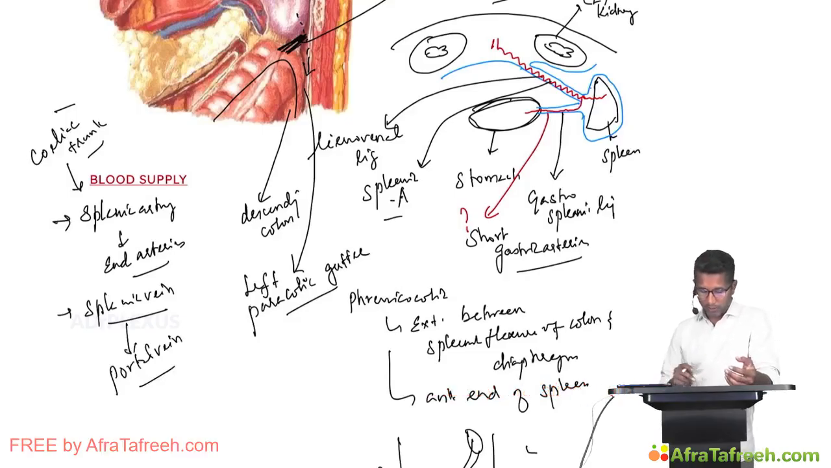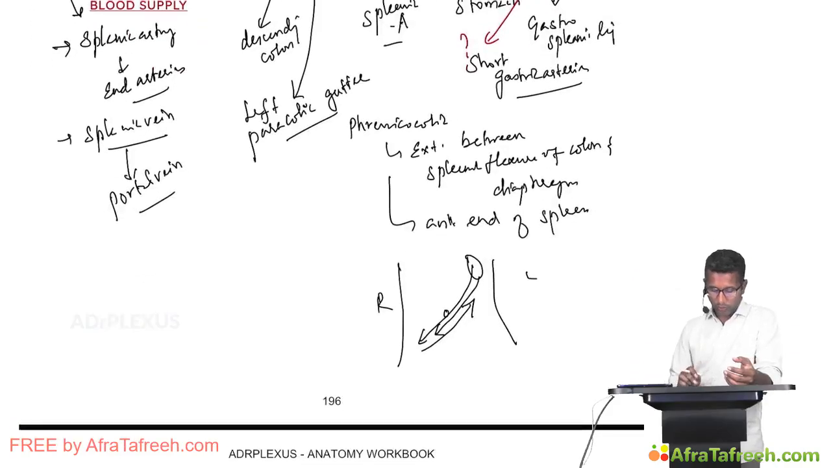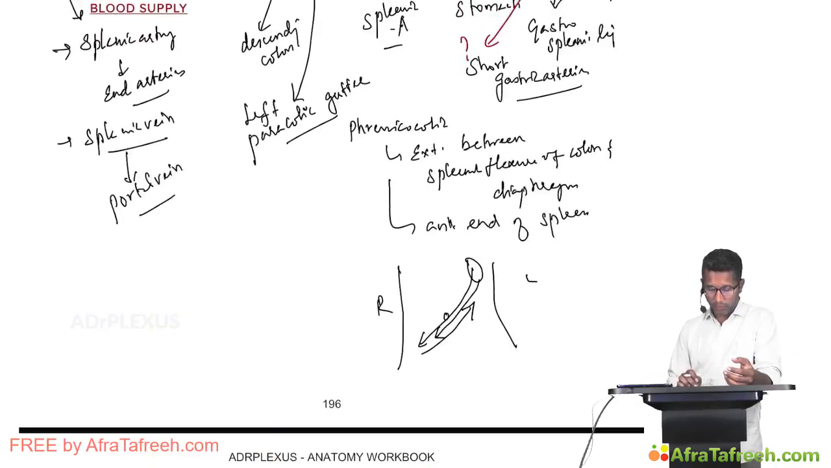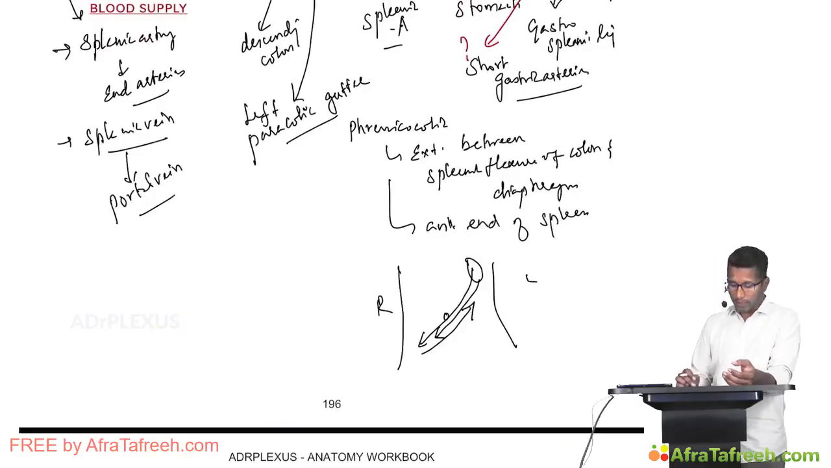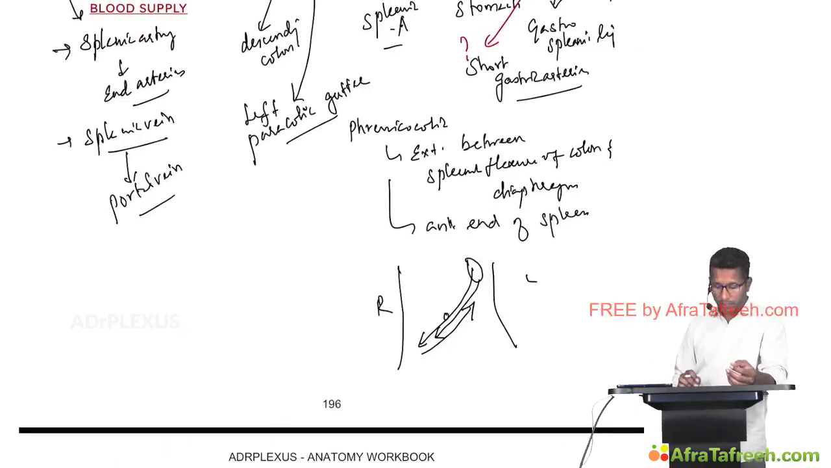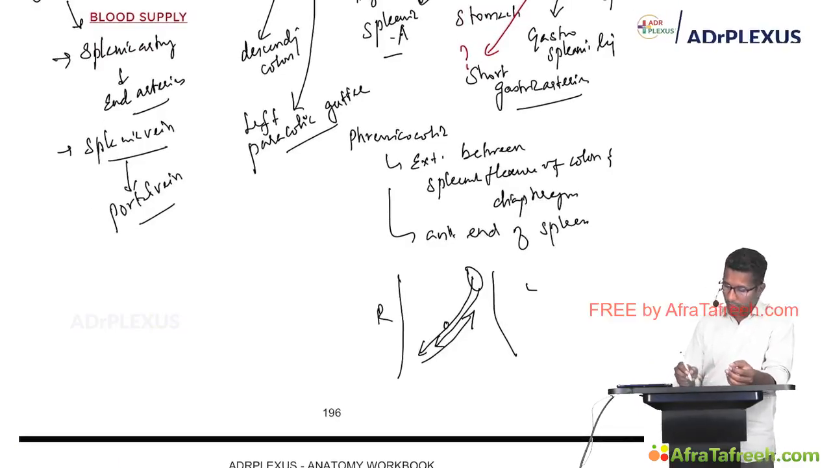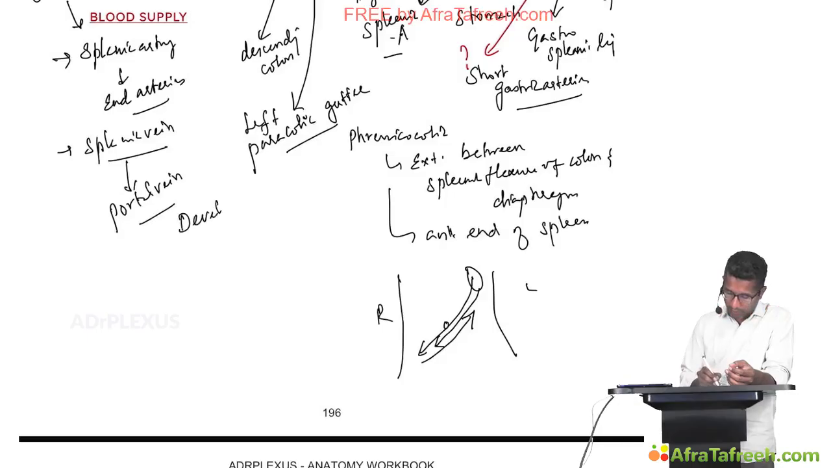Splenic artery and splenic vein, their source of origin. If you take the spleen, where does the spleen arise from? If you want to understand that, I'll again draw a simple schematic diagram. So this is the development of the spleen. Where does the spleen develop?